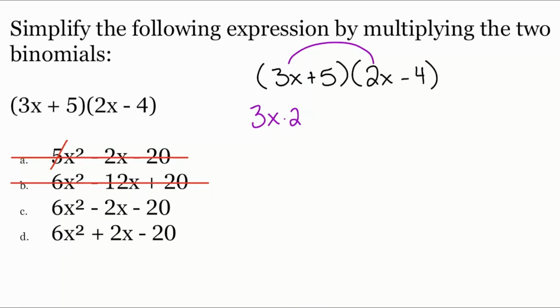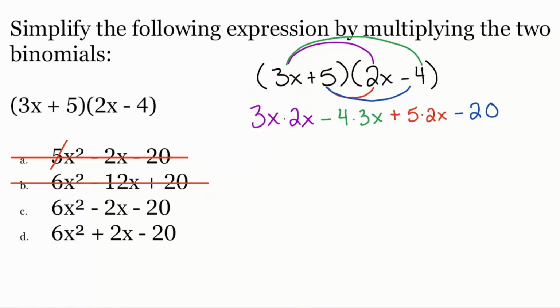3x times 2x. Then we have to make sure that 3x also multiplies with that minus 4. A positive times a negative, that's a negative. Negative 4 times 3x. Then I'll continue forward by making sure that the 5 multiplies with the 2x. So that'll be plus 5 times 2x. And then lastly, we'll have 5 multiplied by negative 4. And like we said just now, that'll be negative 20.